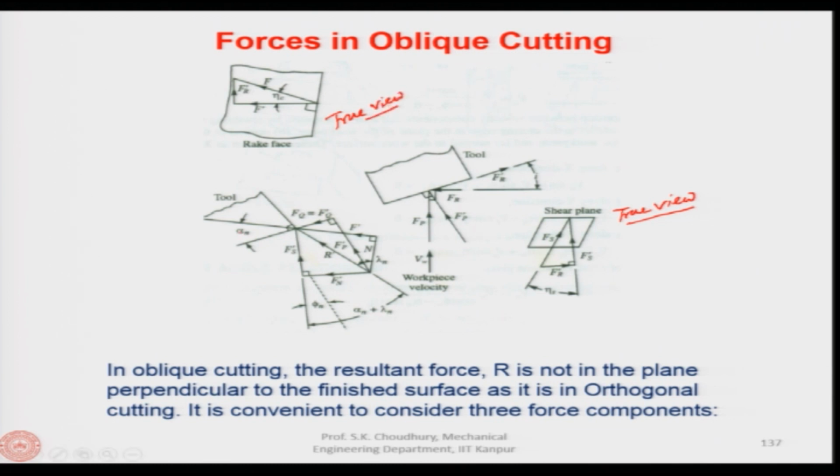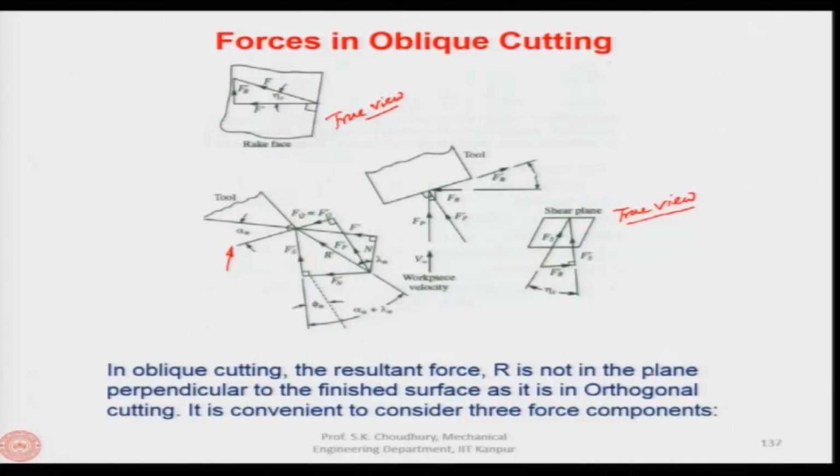By true view we mean that this is the rake face. If you look at the rake face exactly perpendicular to the rake face, you will see a view like this, which is called the true view. In oblique cutting, the resultant force R is not in the plane perpendicular to the finished surface, as in the case of orthogonal cutting. It is convenient to consider 3 force components in oblique cutting, because the resultant force R is not in the plane perpendicular to the finished surface.